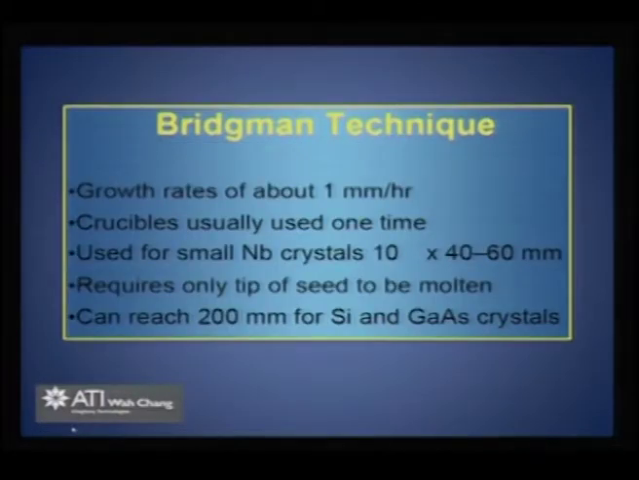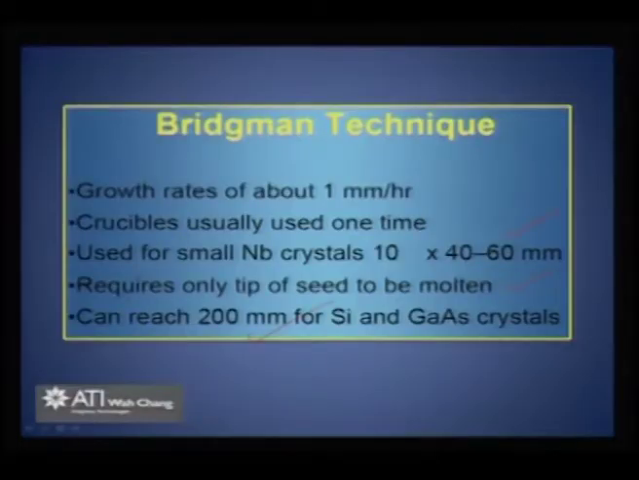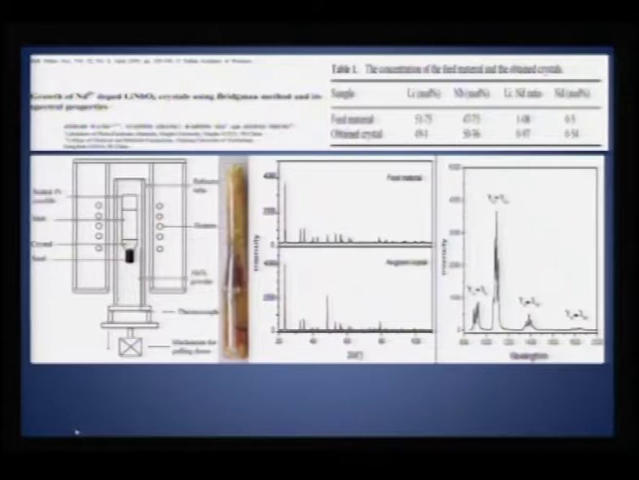What you can achieve here is that crystals of dimension 10 to 40 millimeter can be realized, and it requires only the tip of a seed to be molten, which means a very small tip is needed, so that on that it can start growing. You can also reach up to 200 millimeter for silicon and gallium arsenide crystals, and this again is kept in an inert atmosphere. And some of the other issues, from the economy point of view, you cannot keep on using the same one, therefore it becomes a bit more expensive on those lines.